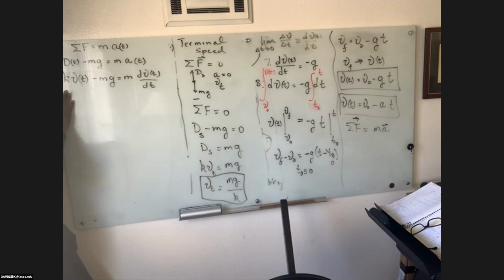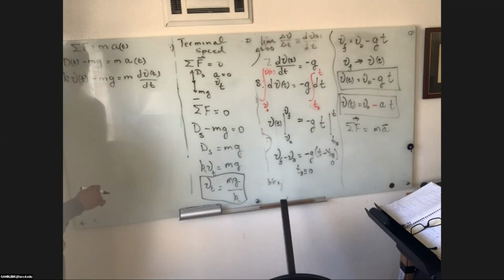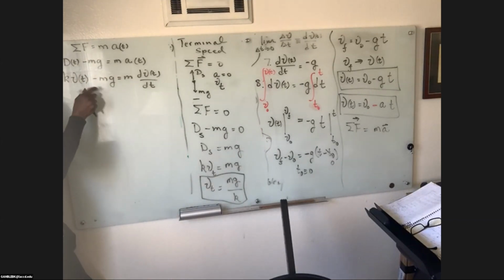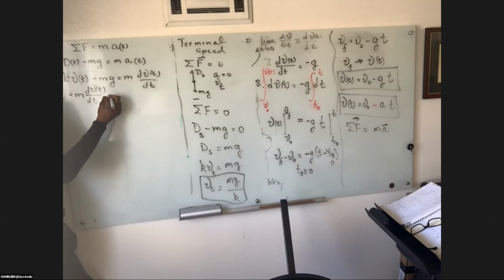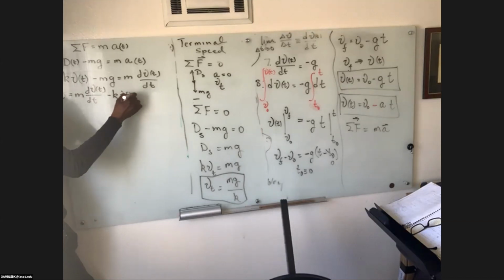First of all, let me just mess around with it a little bit. I'm going to take the k v of t and the minus mg and take it over to the other side. So I have 0 equals m dv of t dt, and then that'll be a minus k v of t and then a plus mg.